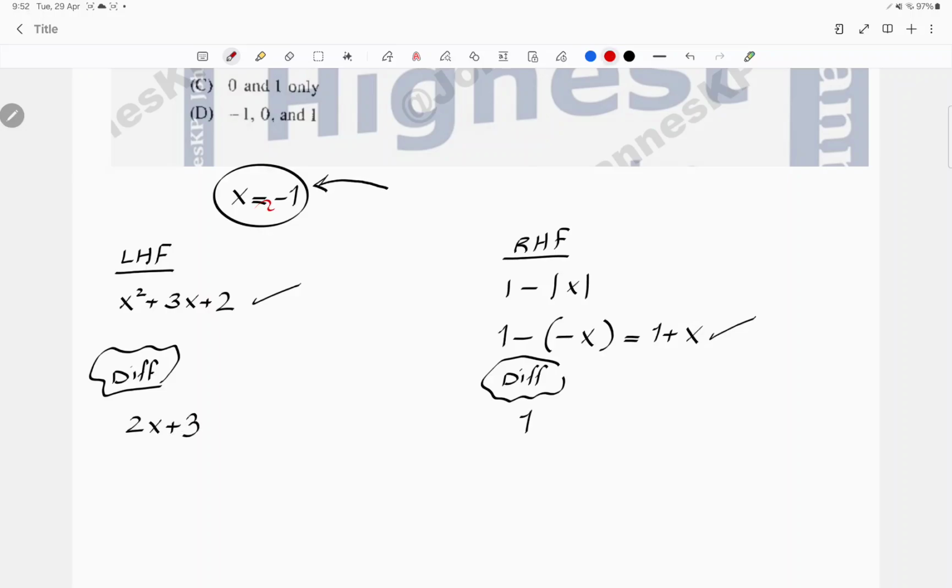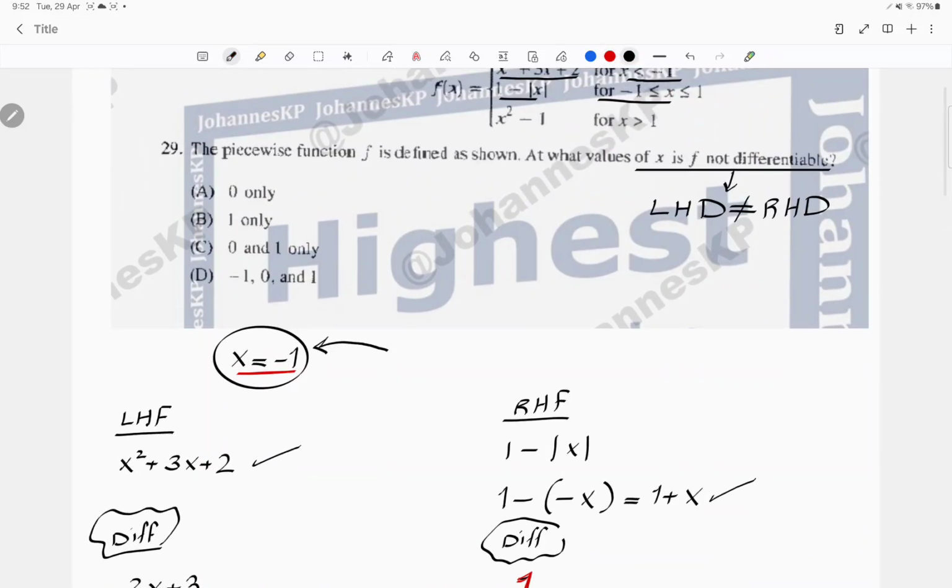Now what do we apply? We apply the x value of negative 1. We're going to have 2 times negative 1 plus 3, which equals 1. And here it's already a 1. So because my left hand derivative is equal to my right hand derivative, my function is differentiable at x equals negative 1. So I'm going to go back here and I will not choose choice D.